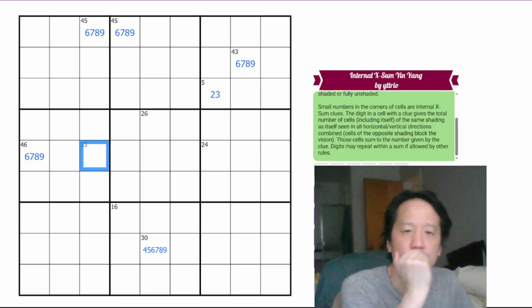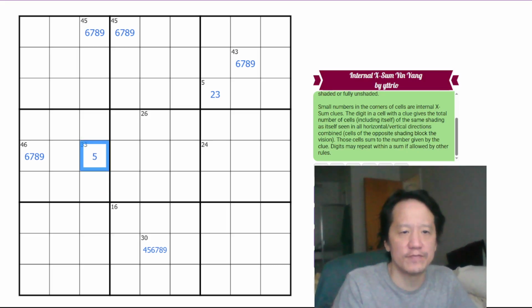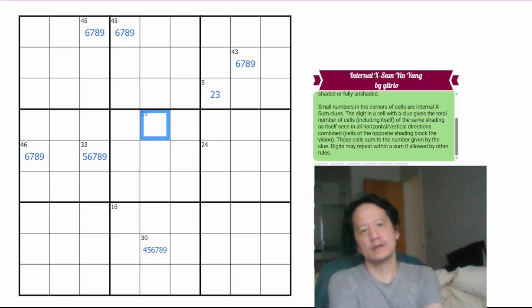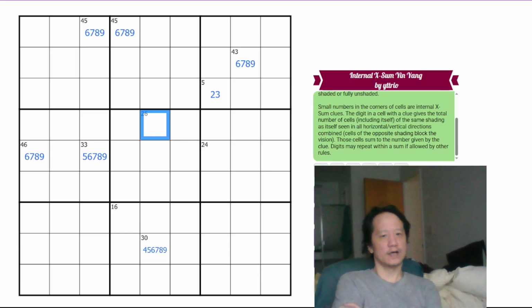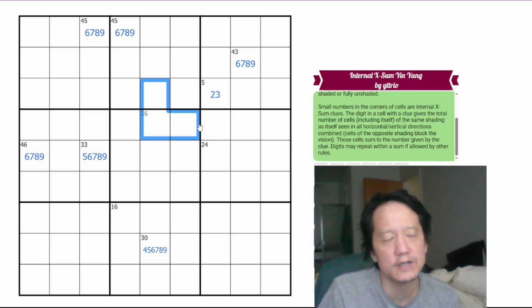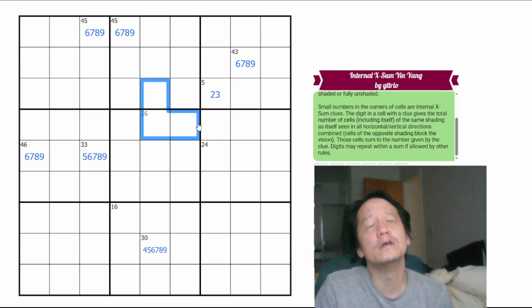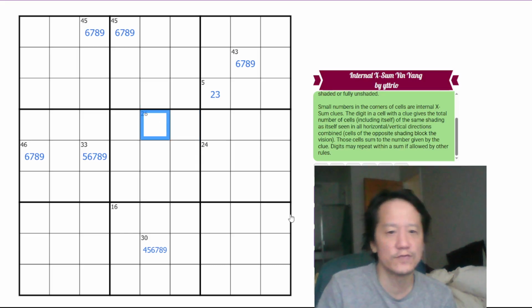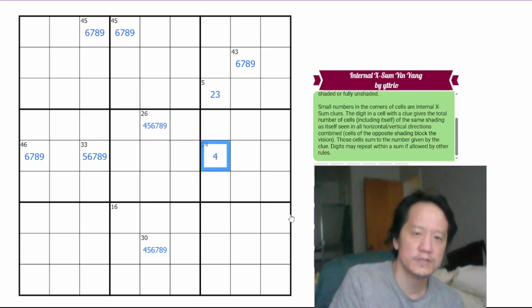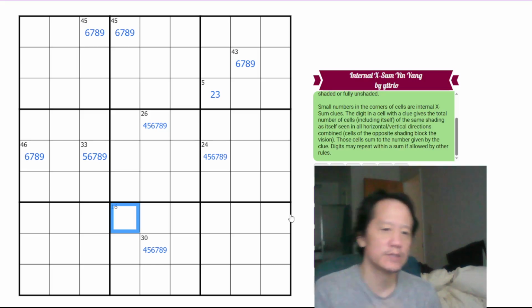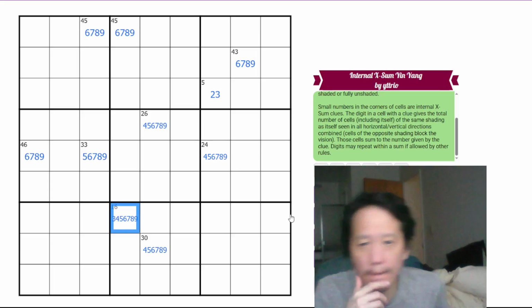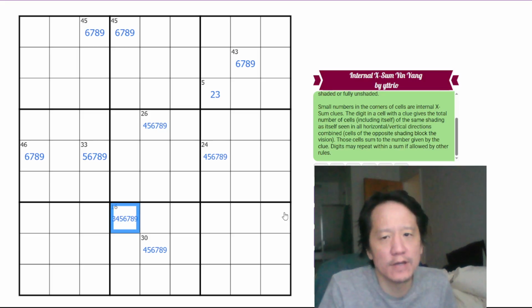33 would be 5 through 9. 26, if you have 3, you cannot do that. 3 adds up to, at most, 3 plus 9 plus 9, and that would be 18 plus 3, which is 21. So this is 4 through 9. This is also 4 through 9, and this can't be 2. So it's 3 through 9 here. Okay.